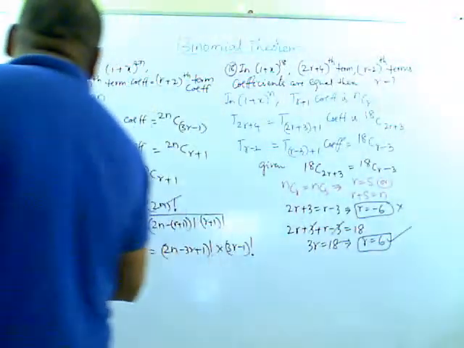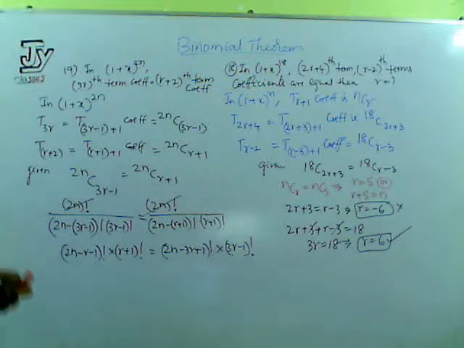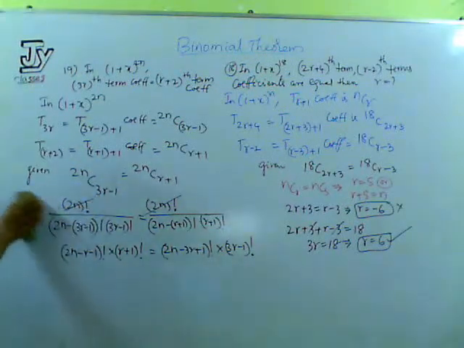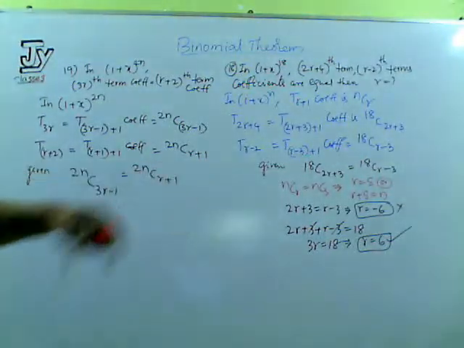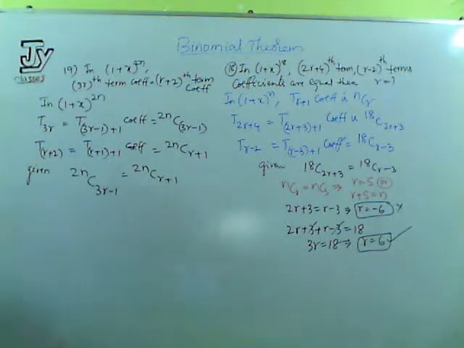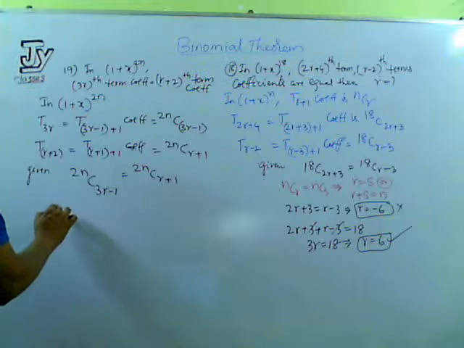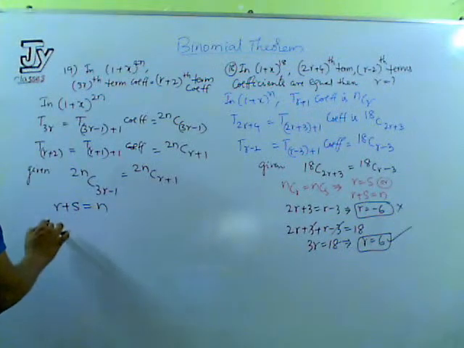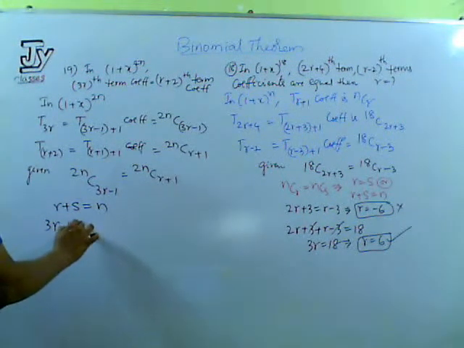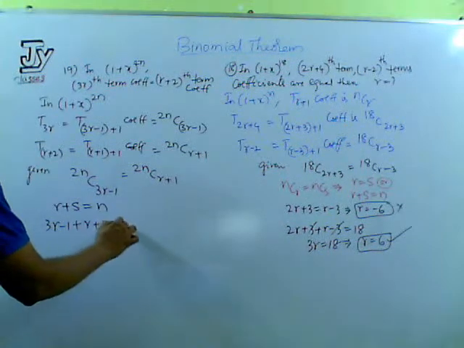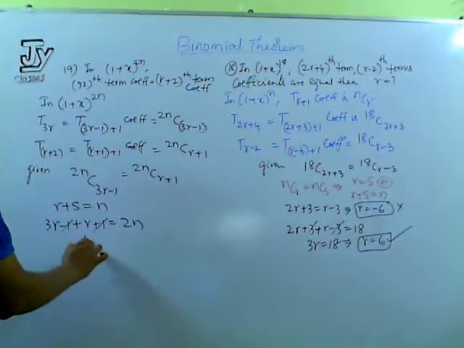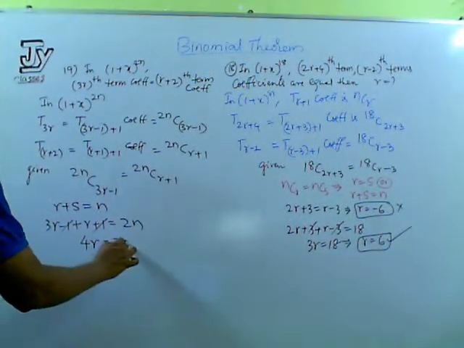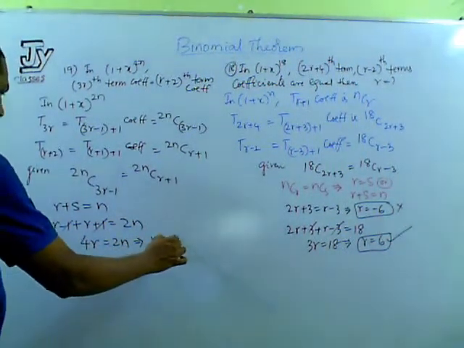Otherwise, you need to expand. So by taking the formula r plus s is equal to n: 3r minus 1 plus r plus 1 is equal to 2n. Here minus 1 plus 1 gets cancelled. So 4r is equal to 2n. Then n is equal to 2r.